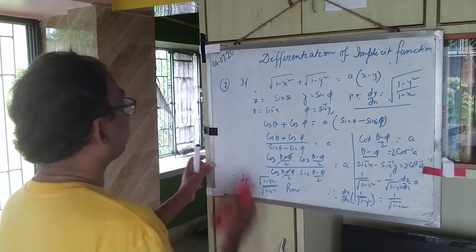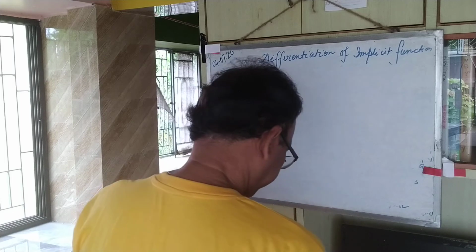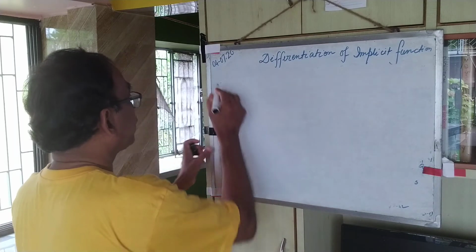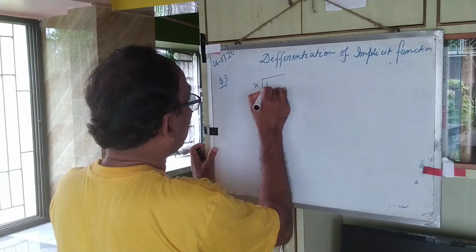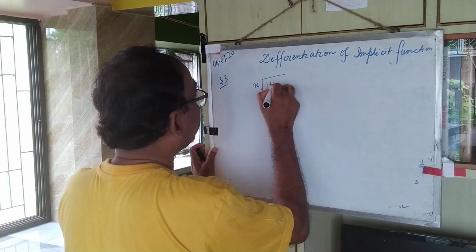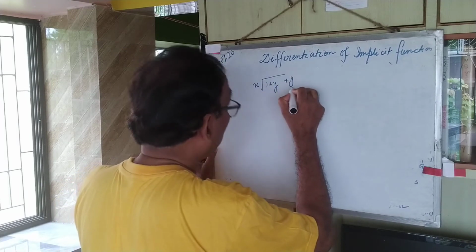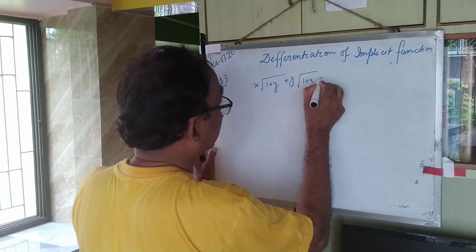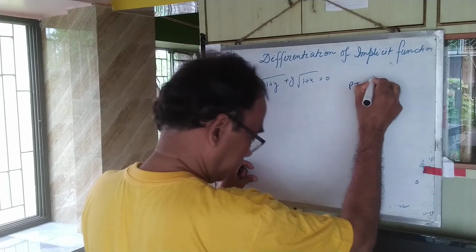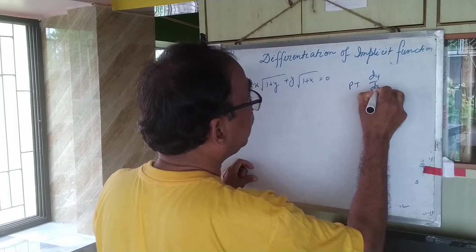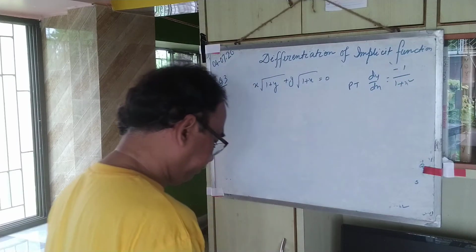And sum number 3. Question number 3. x root over 1 plus y plus y root over 1 plus x equals 0. Prove that dy by dx equals minus 1 by 1 plus x square.